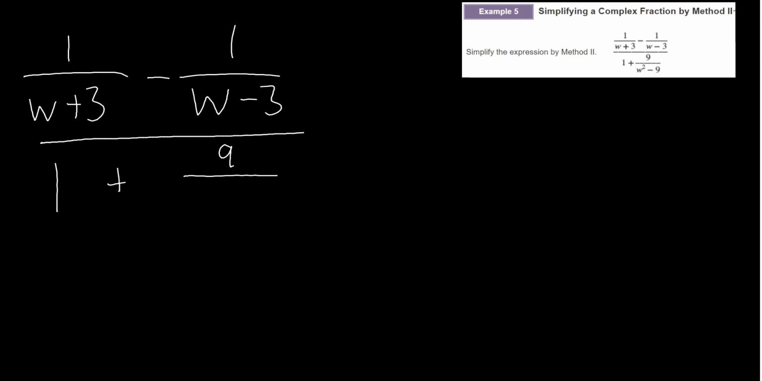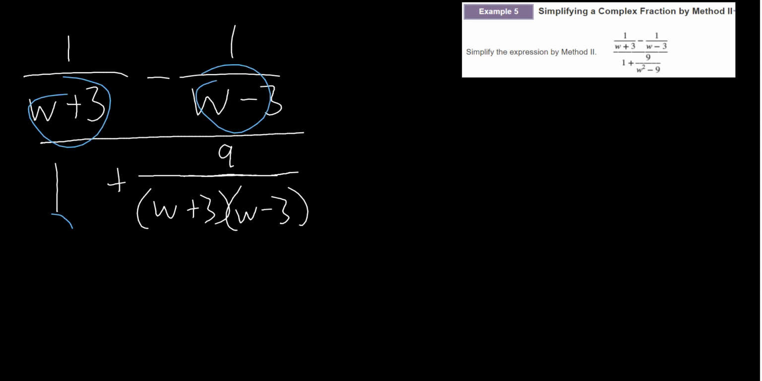Okay, so W plus 3 and W minus 3. Let's fix that W up. There we go. Alrighty, so looking at this denominator, this denominator, this denominator, and this denominator, what is my least common denominator? Well, it appears it's going to be W plus 3, W minus 3, right? Because those are the factors that appear, and they're all only to the first power.